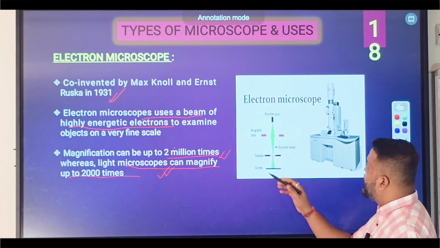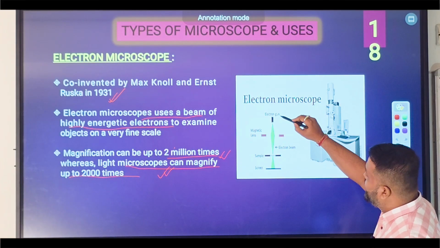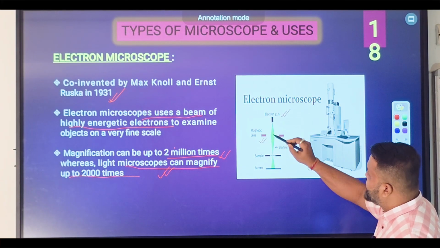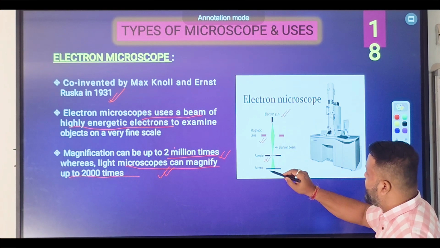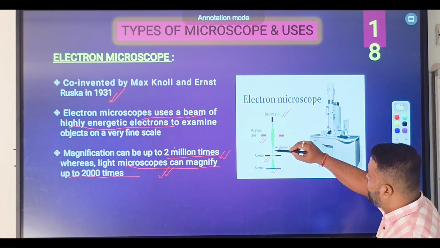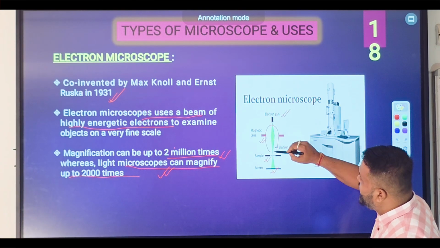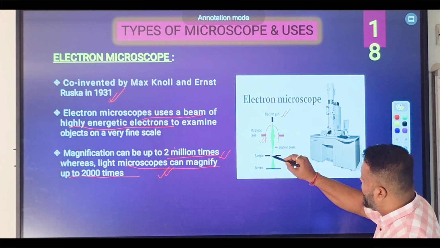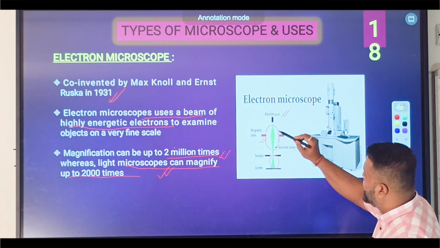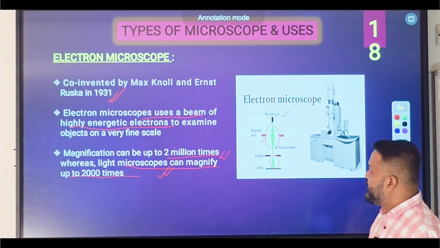So this electron microscope looks like this, where there will be an electron gun, magnetic lenses, the sample will be placed, and a screen will be there. And these are electron beams, highly energetic electron beams which are present.